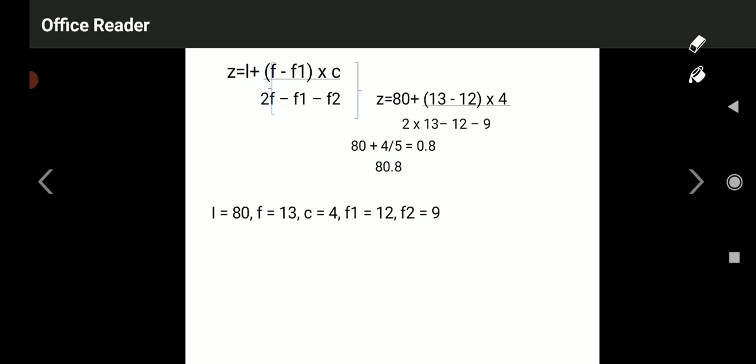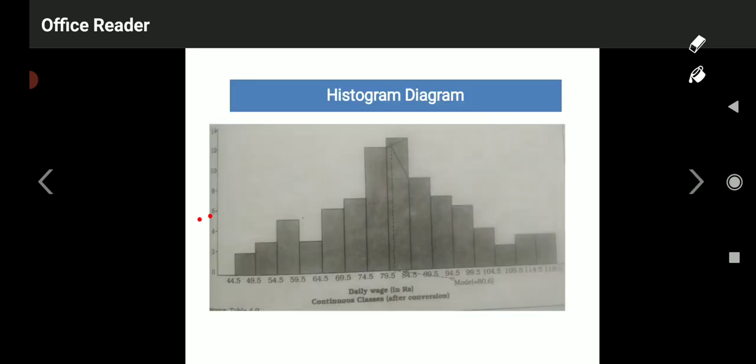80.8 is the mode, the modal value from the histogram calculation. I hope you understood. 4 divided by 5 is 0.8, so 80 plus 0.8 is equal to 80.8. Now look at the diagram. You are able to understand here. The highest rectangle is 13. You know why it is 13? The maximum observations are 13 in that class, 80 to 84.